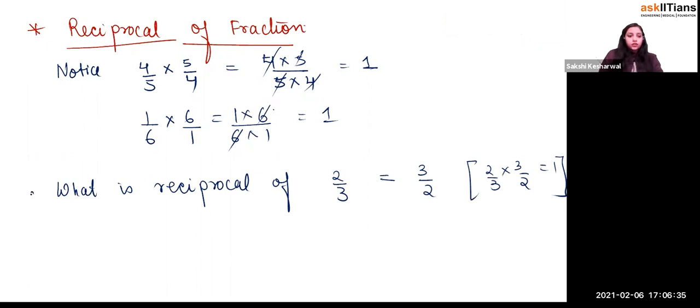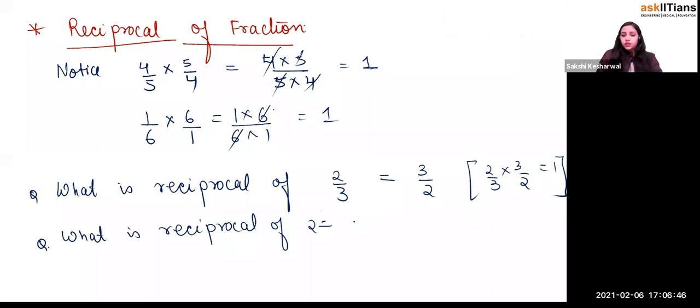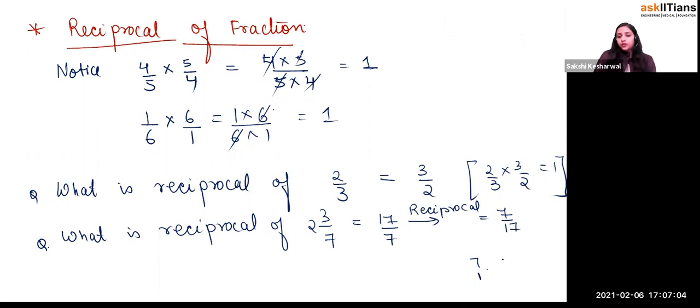Question: what is the reciprocal of 2 whole 3 by 7? First you do the conversion of mixed fraction into improper fraction. So 2 into 7, 14. 14 plus 3 is 17 by 7. So its reciprocal will be 7 by 17. Because 7 by 17 into 17 by 7 equals 1. Yeah, we have understood what is the reciprocal of a fraction. I think it's clear with everyone.